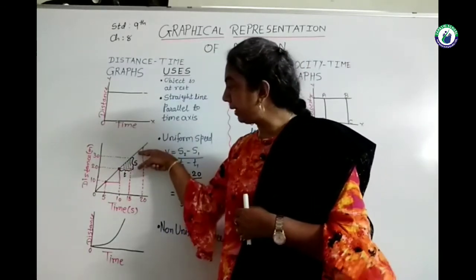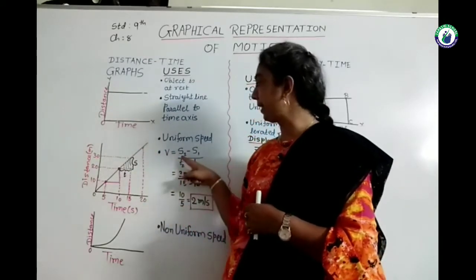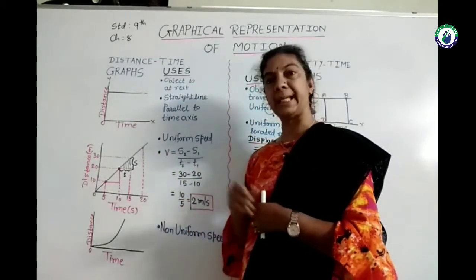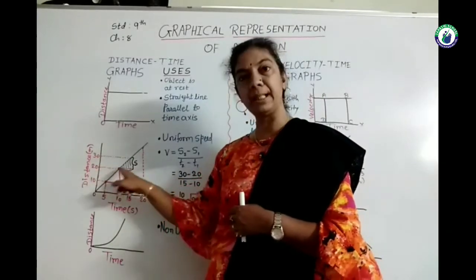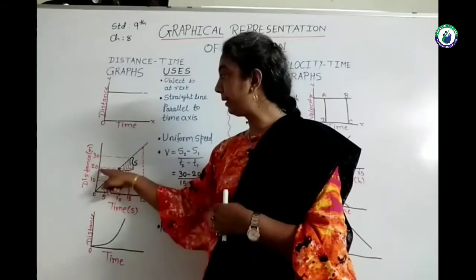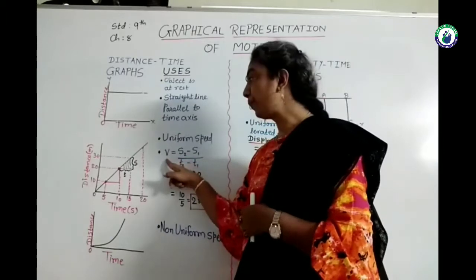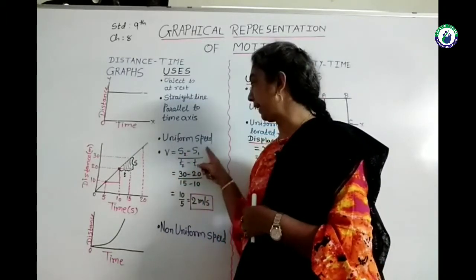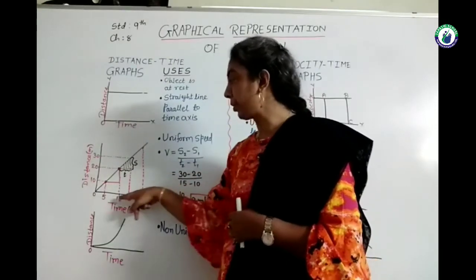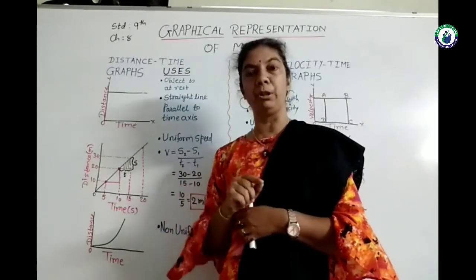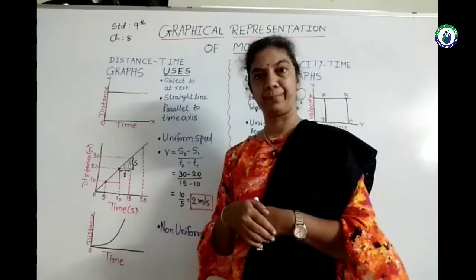So this line is representing two positions of distance, and that we write as S2 minus S1. Where this line is intersecting, this is S2, and where this first line is intersecting, that is S1. So speed equals S2 minus S1 upon, likewise we have two positions, two values for time also, and that we show as t2 minus t1.